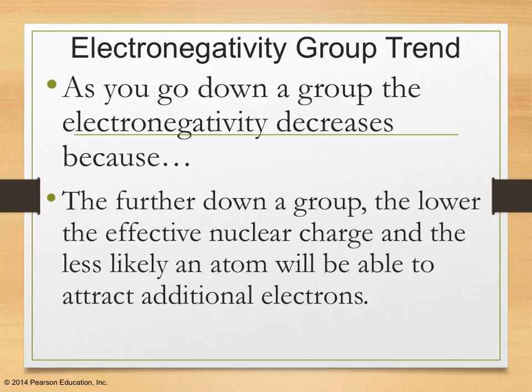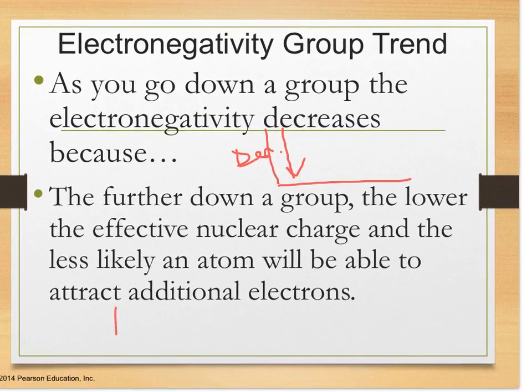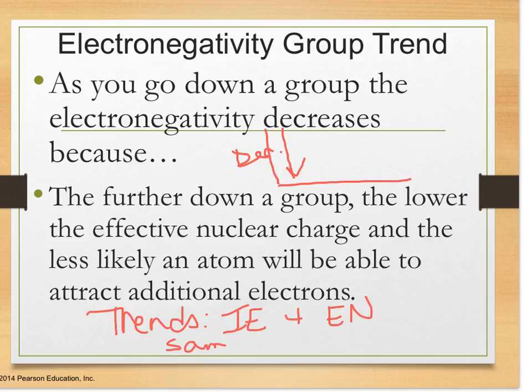The trends are pretty clear in electronegativity. If we're looking at the periodic table, as you go down a group, electronegativity decreases. I'm not sure if you remember what it was for ionization energy, but the trends for ionization energy and electronegativity are the same, okay? They both decrease going from top to bottom down a group, and as you'll see on the next page, they both increase going across a period.